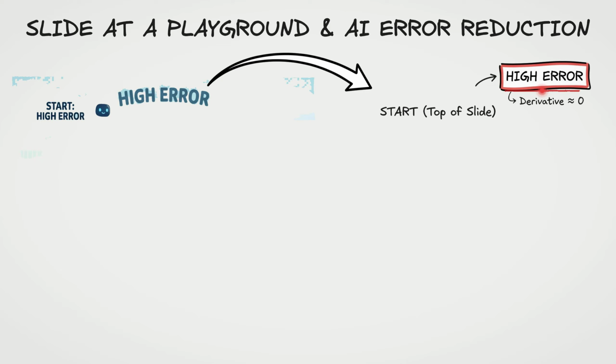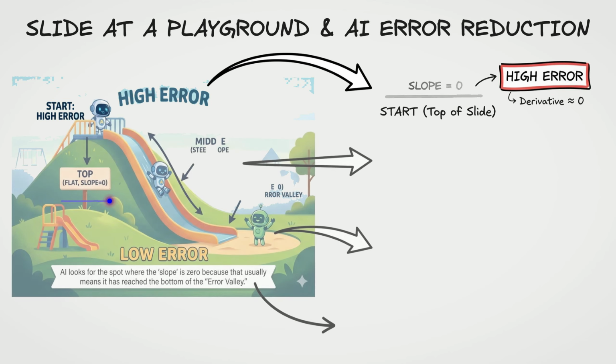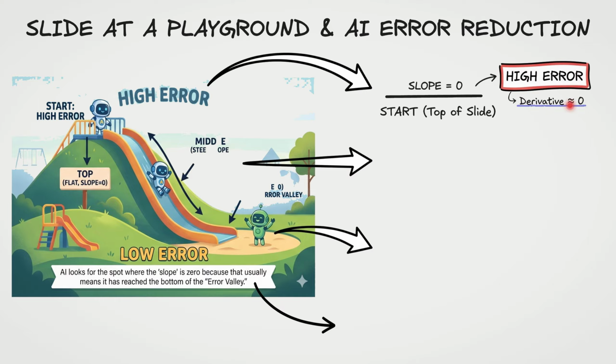But notice the ground right where the robot is standing. It is completely flat, which means the slope is zero. Because there is no steepness, the mathematical derivative is also approximately zero.